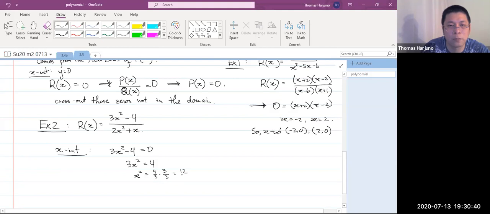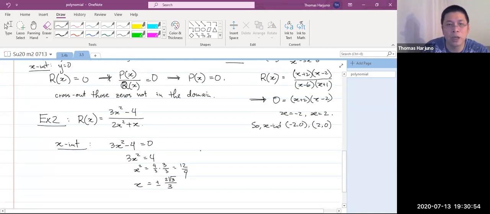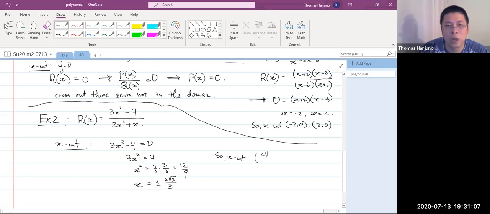It's 12 over 9. I make the denominator a square so that it's easier for me. So that's plus or minus 2 radical 3 over 3. Okay, so the x-intercepts are (2 radical 3 over 3, 0) and (negative 2 radical 3 over 3, 0).